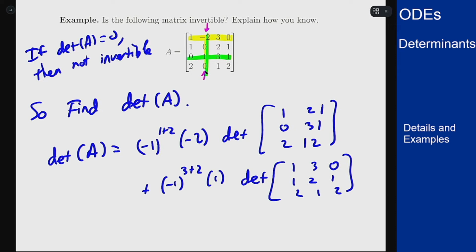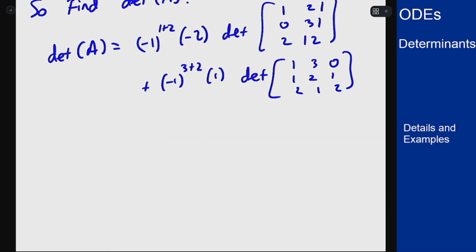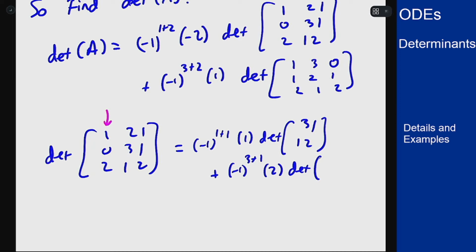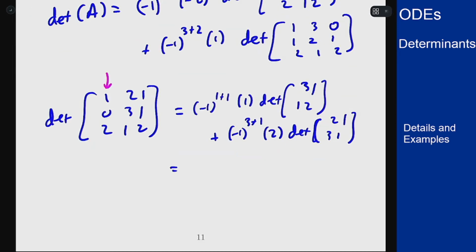So now let's work out those two subdeterminants, and then we'll come back to our expression here to finish up the problem. So we have here 1, 2, 1, 0, 3, 1, 2, 1, 2. I'm going to expand along the first column since it has a 0 in it. So I get (-1)^(1+1) times 1 times the determinant of [3, 1; 1, 2], plus (-1)^(3+1) times 2 times the determinant of [2, 1; 3, 1]. This is a 1 times (6 minus 1) plus 2 times (2 minus 3). So that's a 5 minus 2, 3.